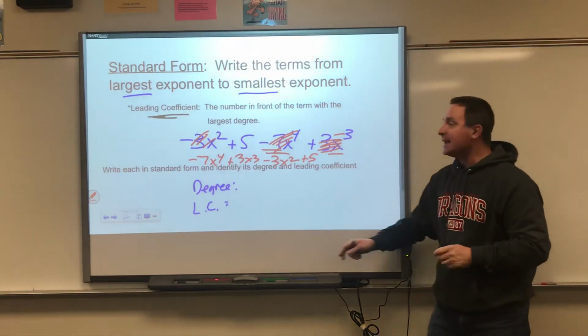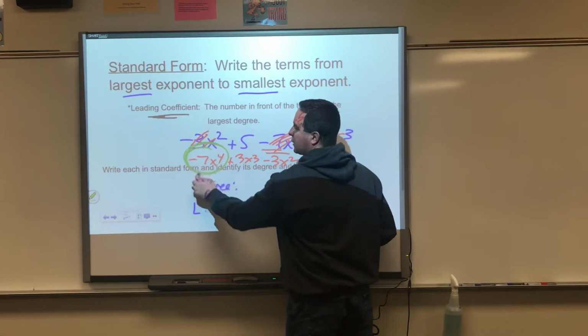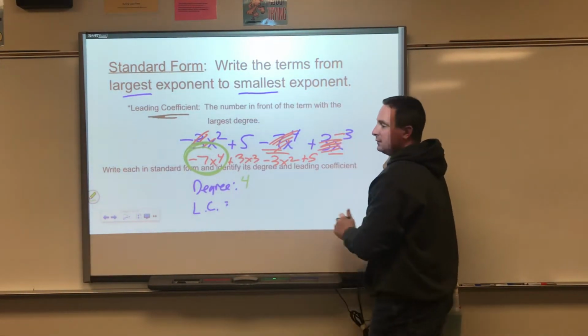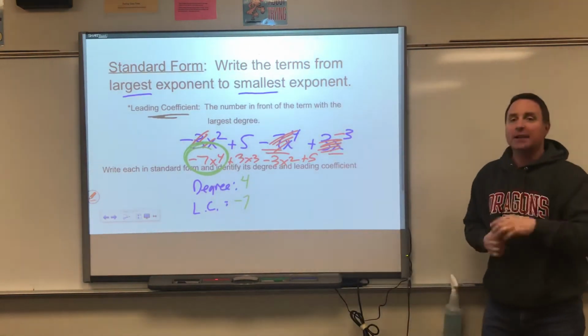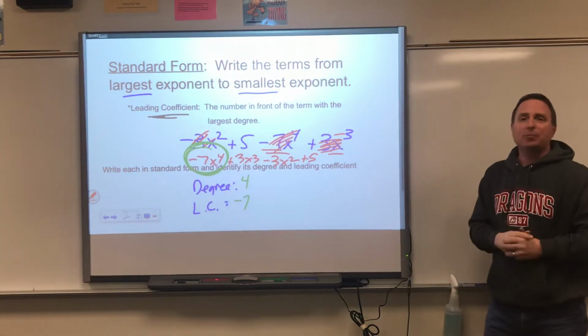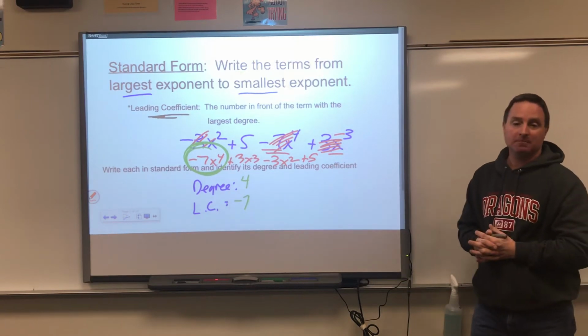And then it's very easy to identify its degree and its leading coefficient. It all comes from the very first term out in front. Its degree is the largest power, which is 4, and its leading coefficient is negative 7. Don't forget about the negative. So again, we can rearrange things, put them in the correct order, and identify its degree and its leading coefficient.